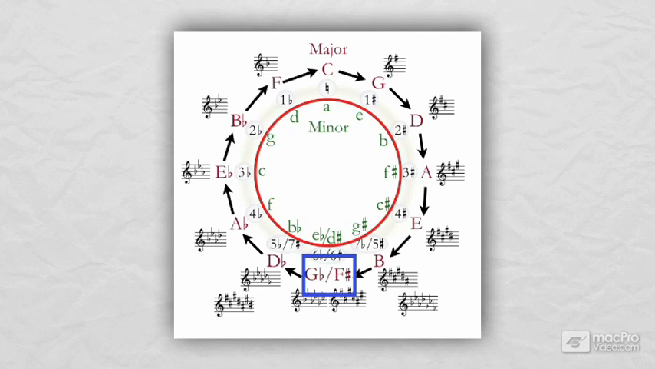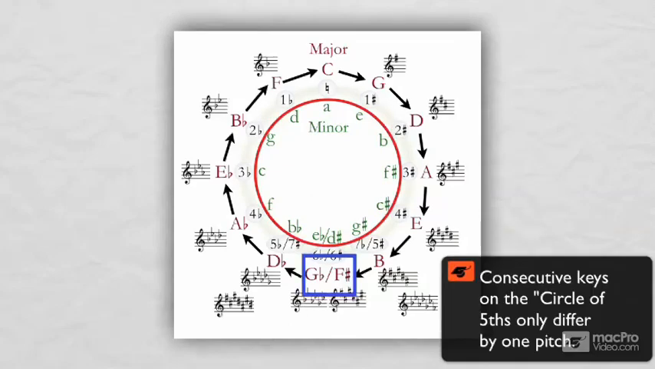I think it's essential for musicians to memorize this pitch sequence, since it comes into play when building chord progressions, which we'll be discussing more in the next video. But for now, just note that consecutive keys on the circle of fifths contain most of the same notes. In fact, they only differ by one pitch. Their similarities account for why they work so well together in a chord progression.